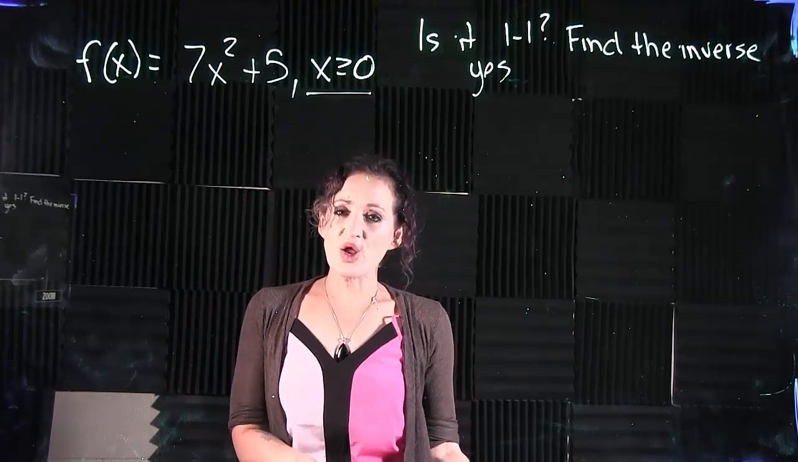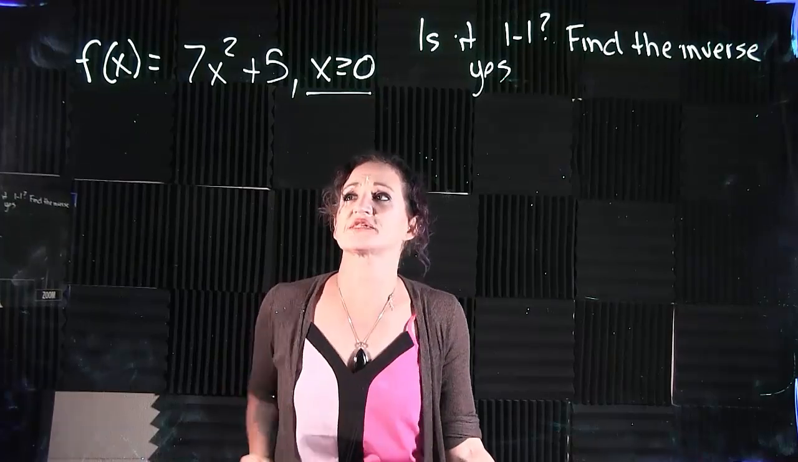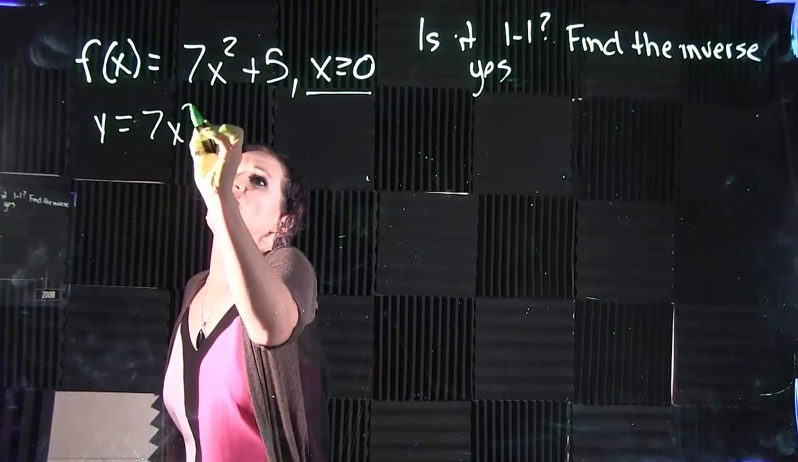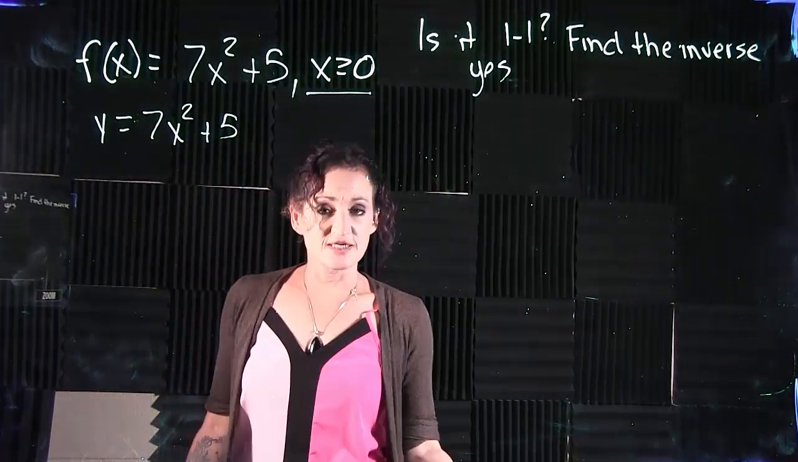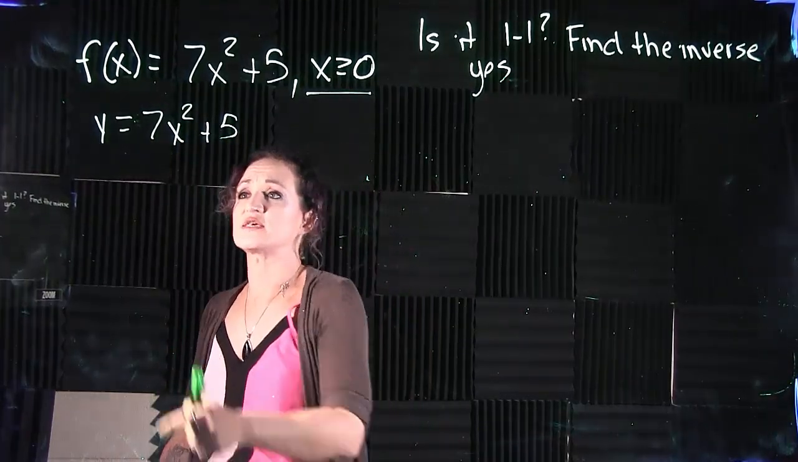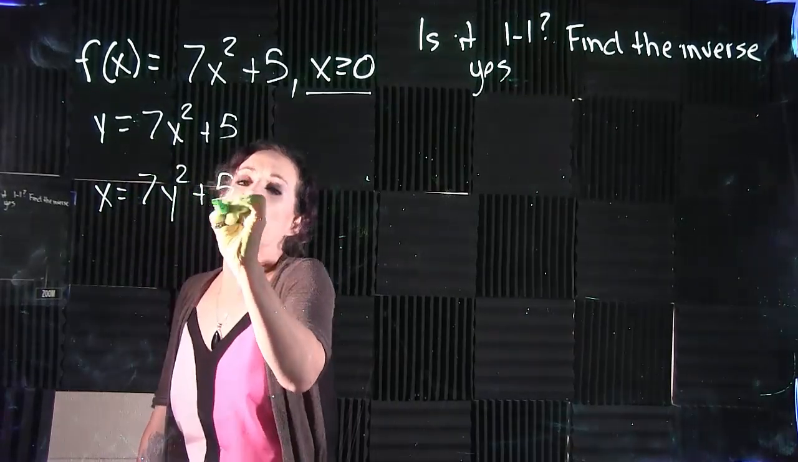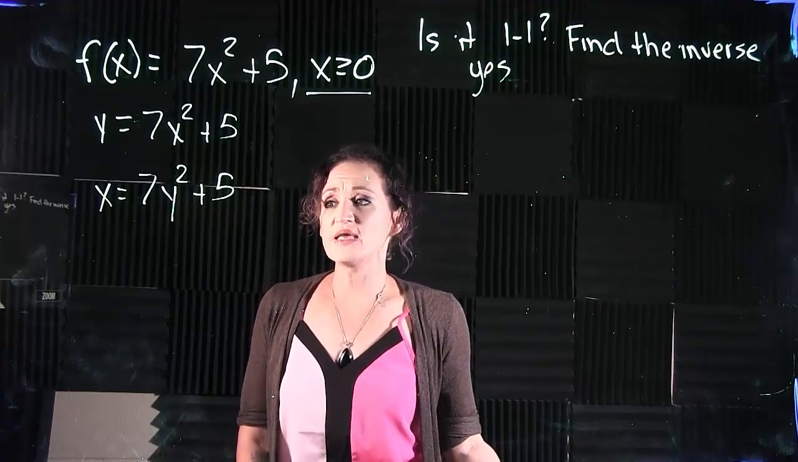Once we know it's one-to-one, it's a 4-step process to find the inverse. Step 1, replace f of x with y. Step 2, interchange x and y. Y becomes x, and this x becomes y. Step 3, solve for y.